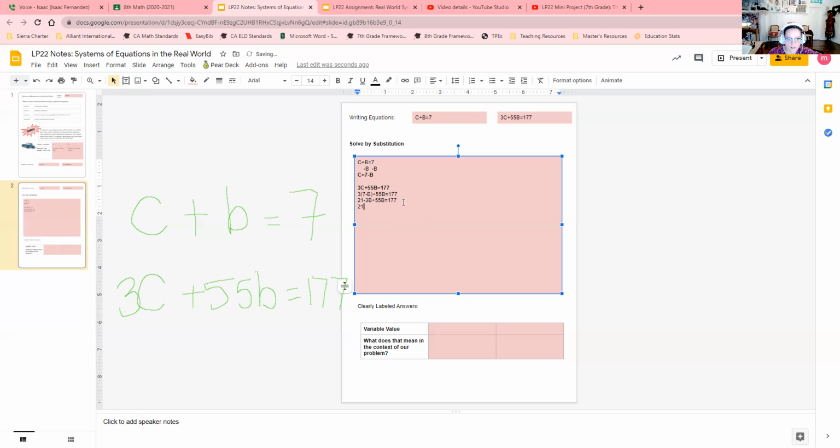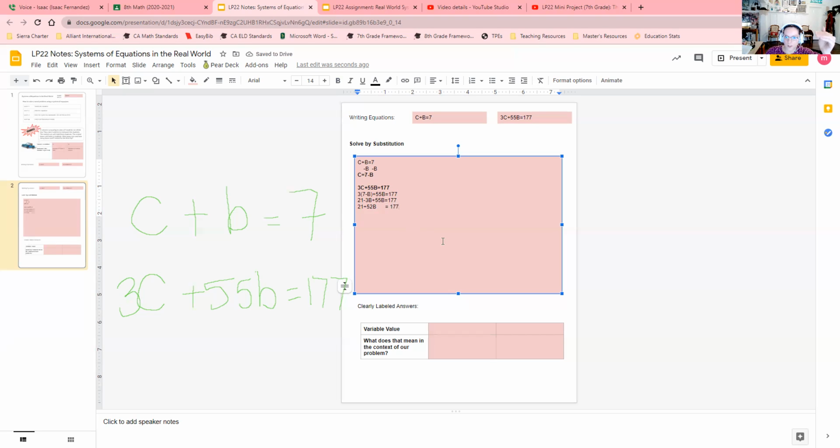Next, we want to combine like terms. So my 21 comes down. I got negative 3 and I got 55B. 55 minus 3 is going to give me 52B. Oops, let's make sure that's a positive. So there should be a plus in between that. And it all equals my 177 still.